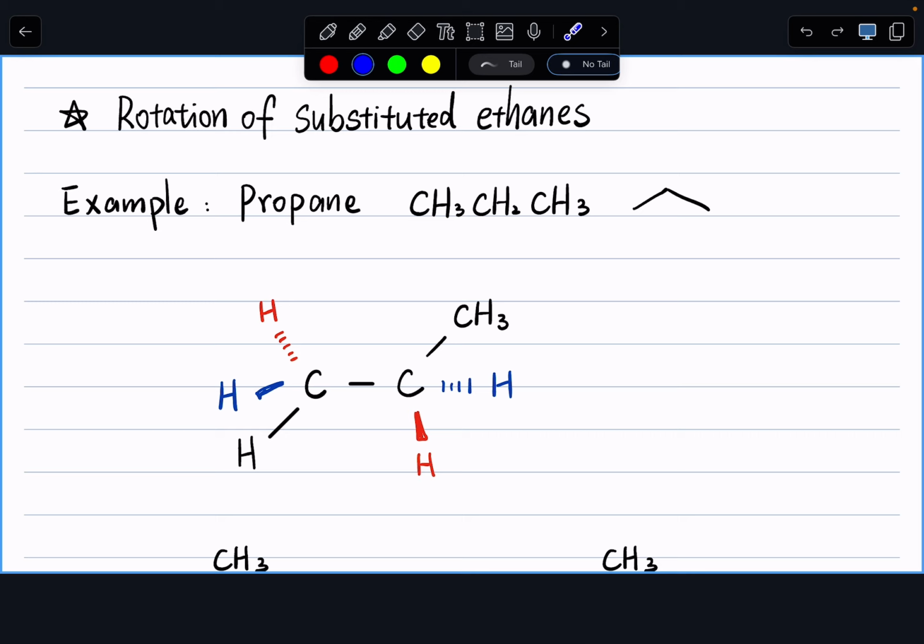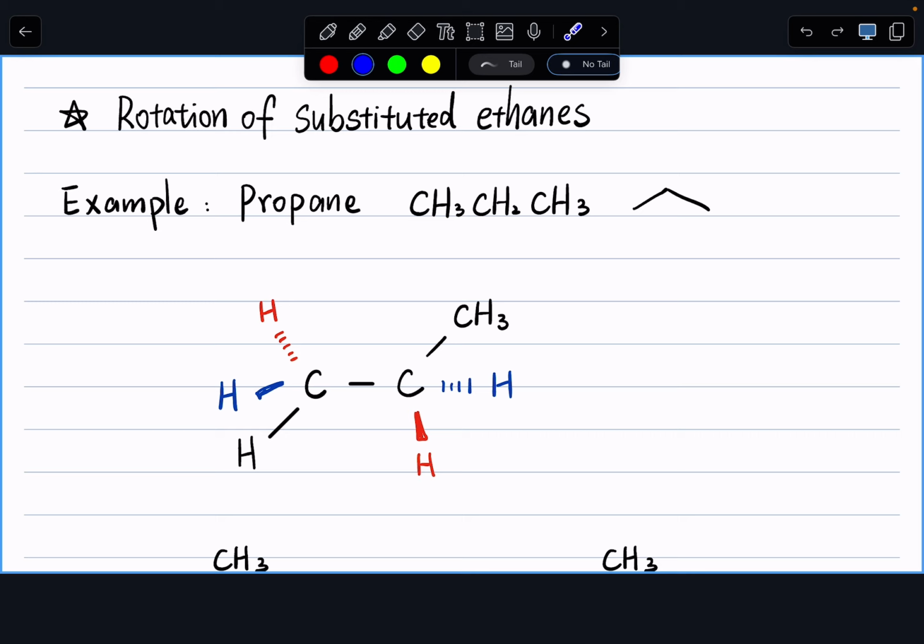Okay, but things can get more complicated. So now imagine I'm replacing one of my hydrogens with a sterically bulkier group, a methyl group. So we're just looking at one more carbon in my molecule. So we're looking at propane for now. So I'm just going to organize it.